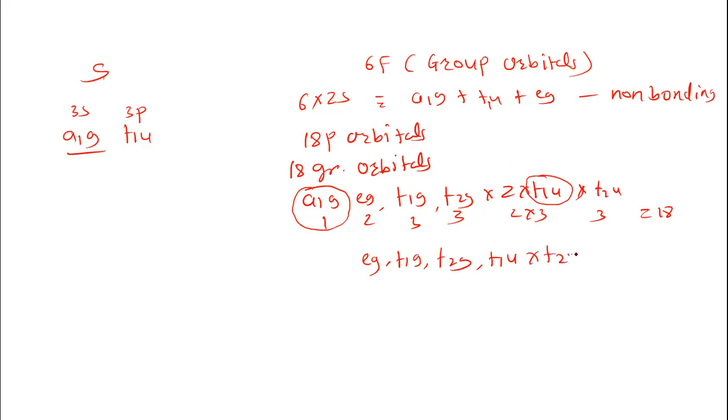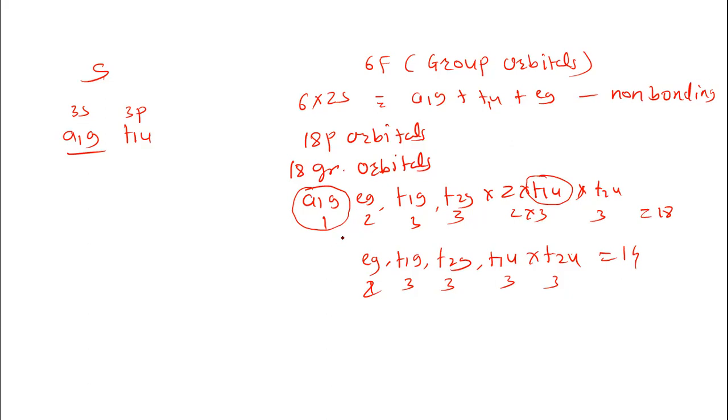So how many non-bonding orbitals are here? You can see 1, 3, 3, 3, 3. Sorry, EG orbitals are 2. The total is equal to 14. So out of the 18, only 4 orbitals are involved in the bonding here, and that is coming from the p orbital.